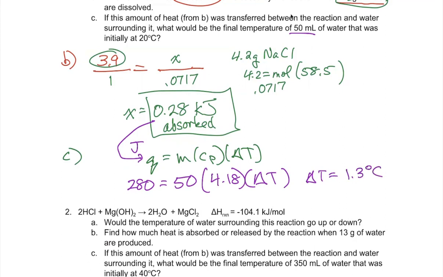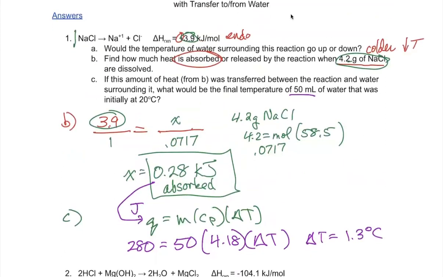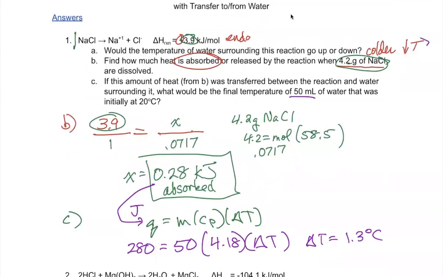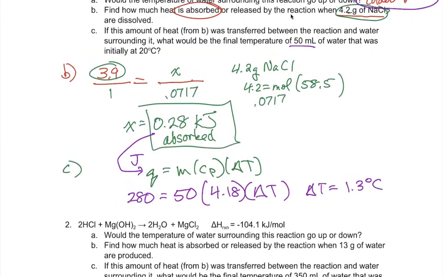To find the final temperature, I need to decide if I'm adding or subtracting. To make that decision, I'm going back up here to the thought I went through in 1A. Since the reaction's endothermic, it's going to make it colder. If I'm starting at 20 degrees and I get 1.3 degrees colder, I'll be subtracting, giving me 18.7 degrees Celsius.